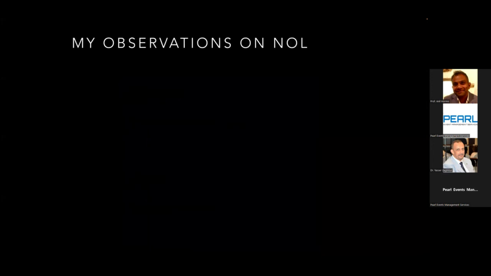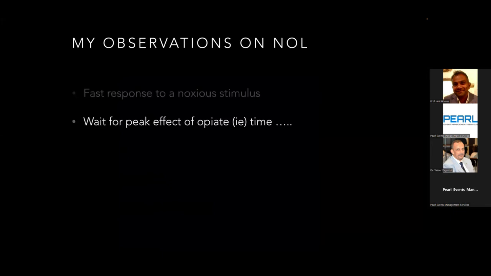So to sum up where we're at with this, my observations on NOL: it gives us a very fast response to a noxious stimulus where we can up and down titrate remifentanil very, very quickly. We can also add in longer acting opiates if we need to. And again, it's important for us to wait for the peak effect of the opiate to work. So when you give morphine or fentanyl, you've got to wait a decent amount of time, and then you'll see a very nice response in the NOL.